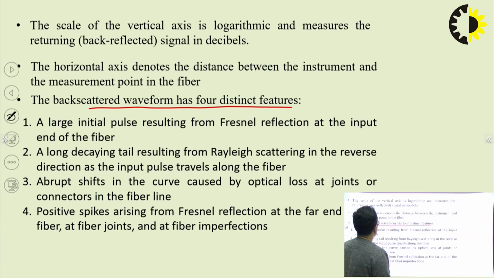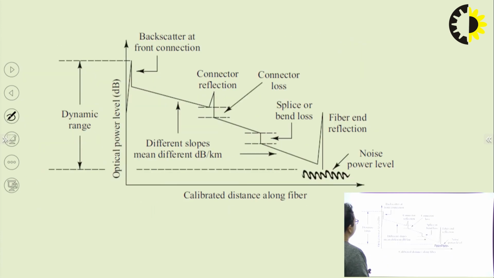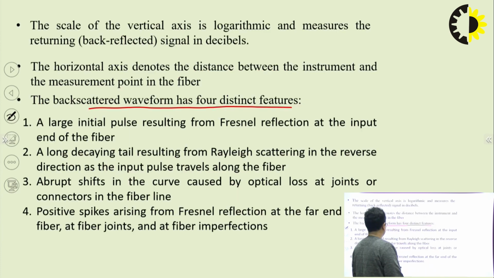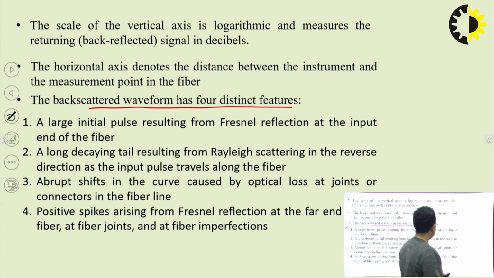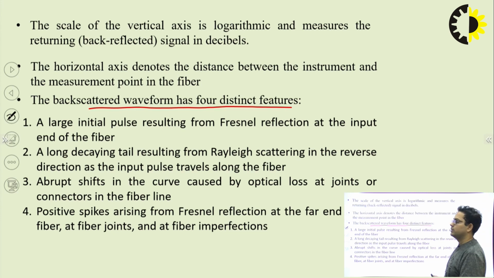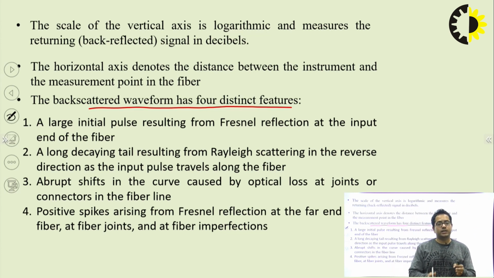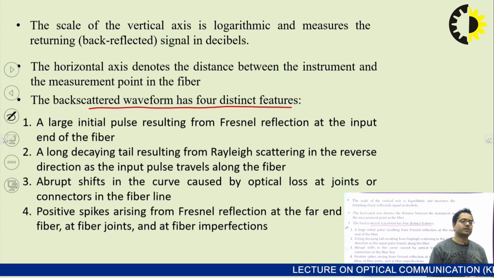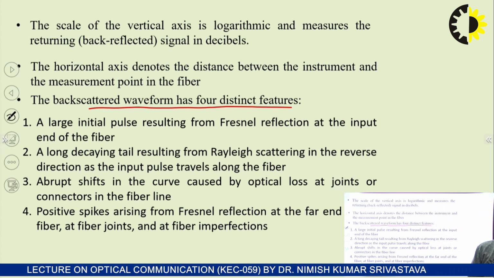Now the next thing is there is a positive peak also, right, like this one. That positive peak arises from the Fresnel reflection at the far end of the fiber and at fiber joints, and because of fiber imperfections. Fiber imperfections arise in the cylindrical structure of the fibers. Because of those imperfections, some reflections will be there, and some positive spikes will be there.